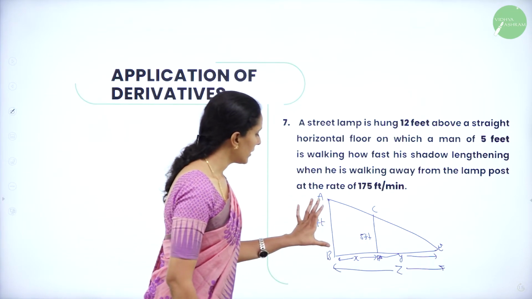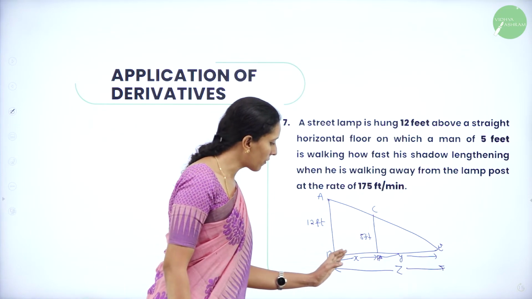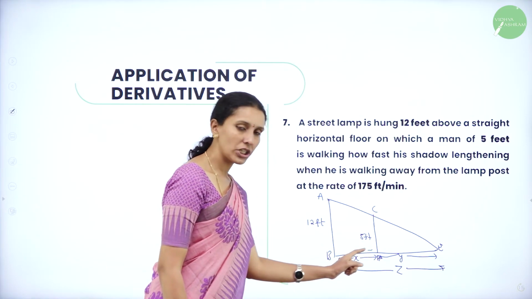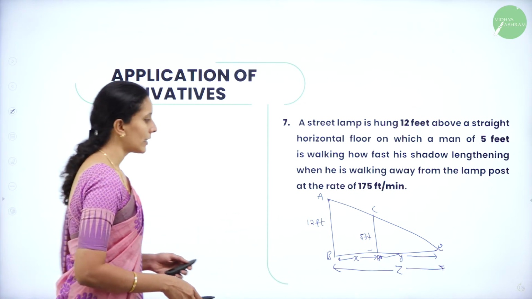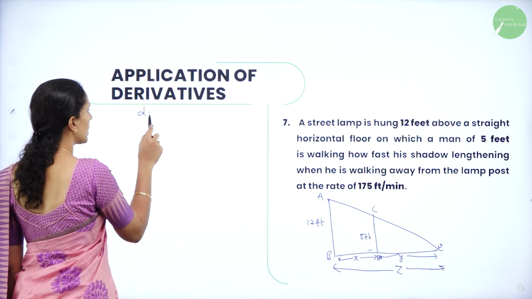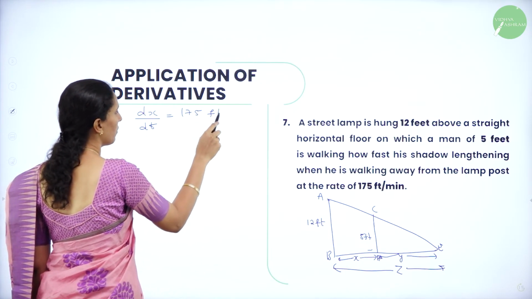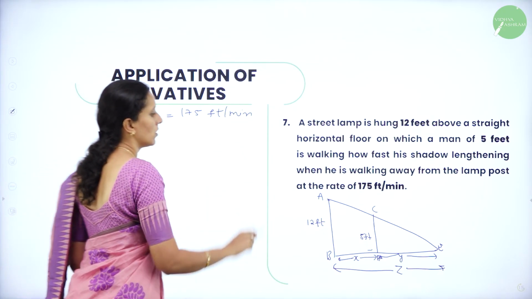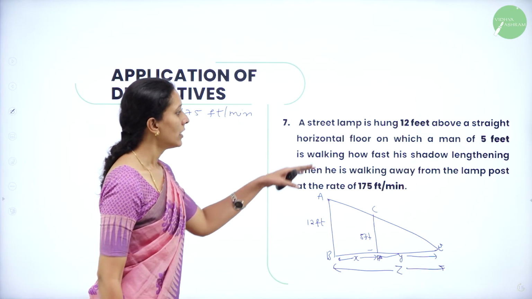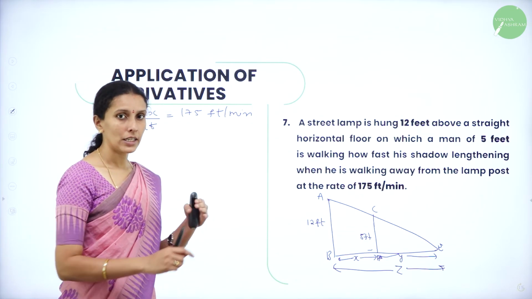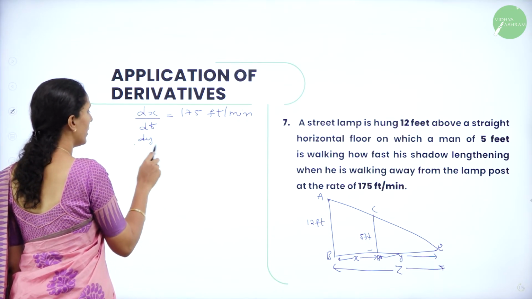So you can see a street lamp of 12 feet, a man of 5 feet. The man is moving from here. They have given the change in distance, that is dx by dt is equal to 175 feet per minute. So let y be the shadow. We need to calculate how fast the shadow is lengthening, the change in shadow. We need to calculate dy by dt.